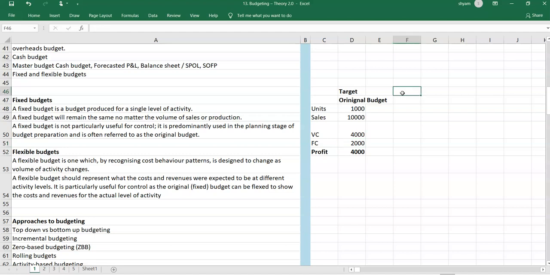The problem occurs when he achieves some goal. This is the actual. Actually he has sold 1200 units. This seems to be 11,000 of sales he has achieved.